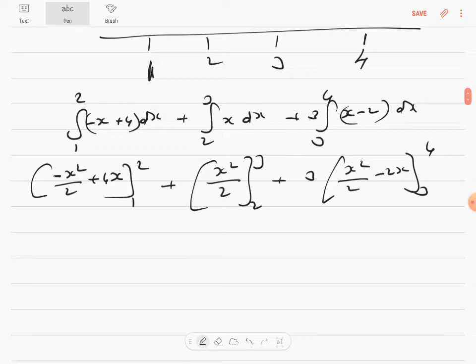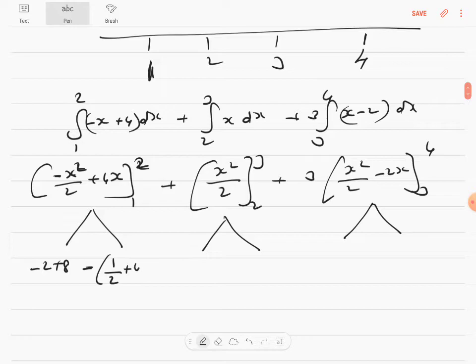So you have something like this. You have an upper limit and lower limit for each and everything. You can substitute and find the answer. So let me do it. Upper limit is 2. When you substitute in place of x, it will be 2 square, so minus 4 by 2 is minus 2 plus 8. Fully substituted for x. Minus lower limit, which is minus 1 by 2 plus 4.